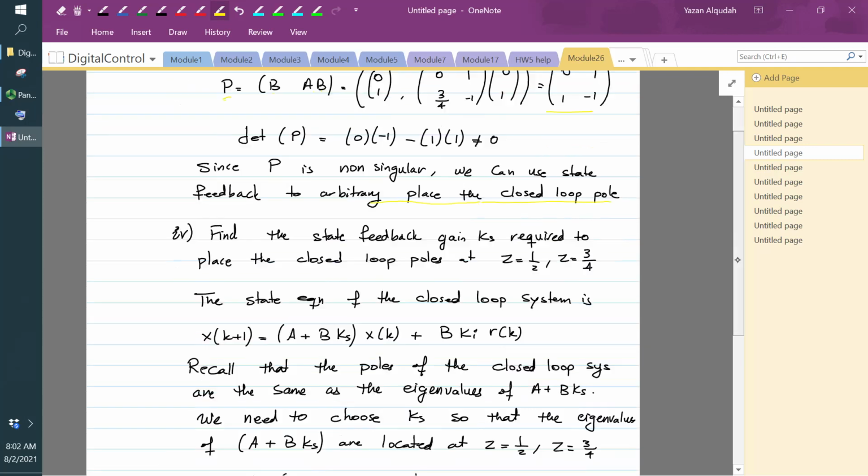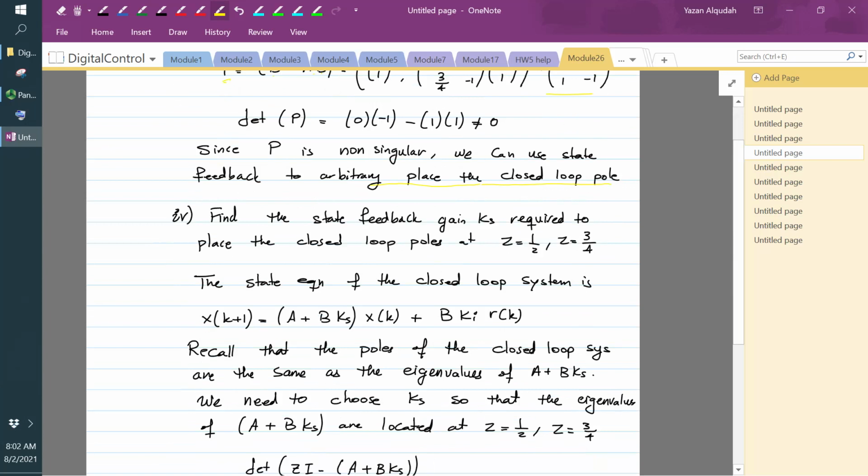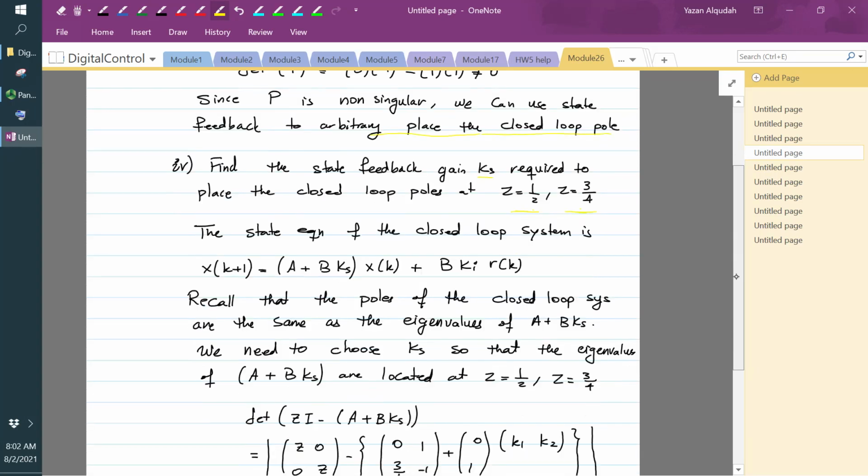Okay, so in the next part we're going to find the state feedback gain, Ks, required to place the closed loop system poles at z equal to 1/2 and z equal to 3/4. So based on the specification of the performance or the response, we want our poles to be at 1/2 and 3/4, and we're going to find the value of Ks that will result in the poles at 1/2 and 3/4.